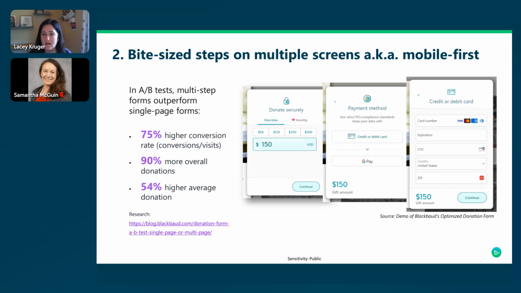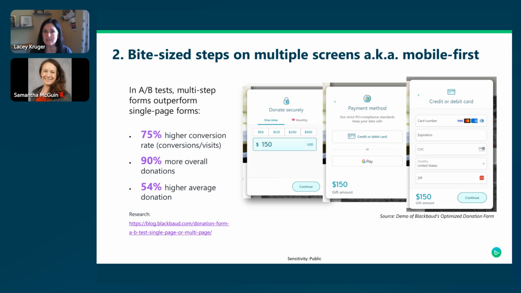Looking at design principle number 2, this idea of bite-sized steps on multiple screens. I think there was a design decision made back in the day to put all the fields on the donation form on one page, so that it sets the donor's expectations of all the information they're going to need to provide, and just has it all simple on one page. That was the design trend of yore.